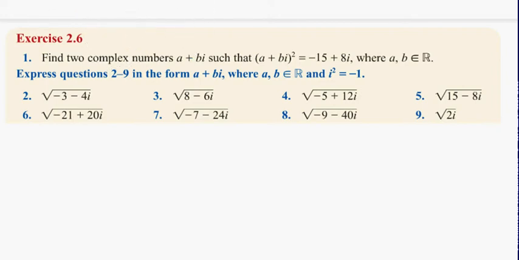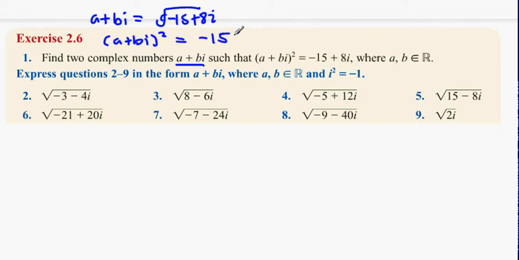So an example would be if I wanted to solve: what is the square root of minus 15 plus 8i in the form a plus bi. What I can say is a plus bi equals the square root of minus 15 plus 8i. I can then square both sides and I get (a plus bi) squared equals minus 15 plus 8i. And then I end up with basically what is question number 1.